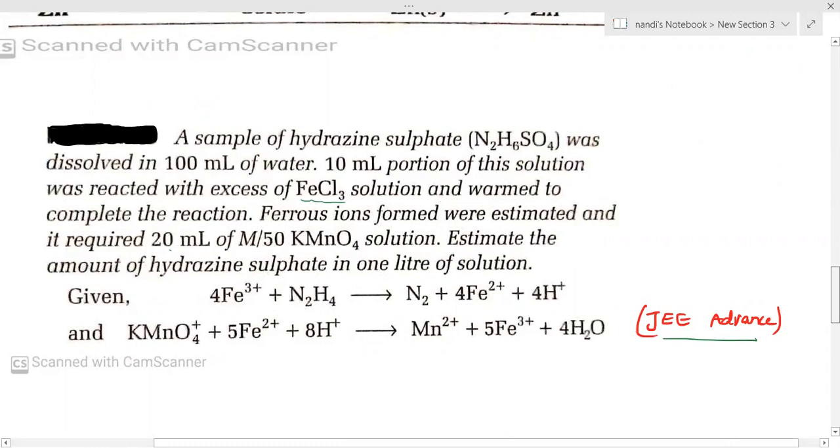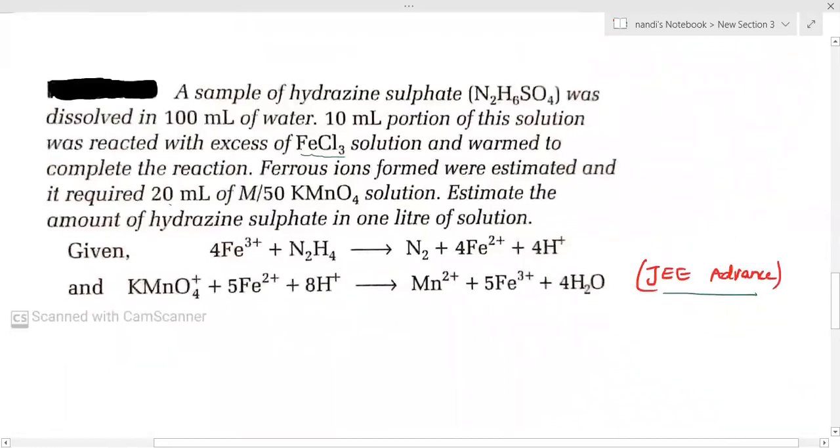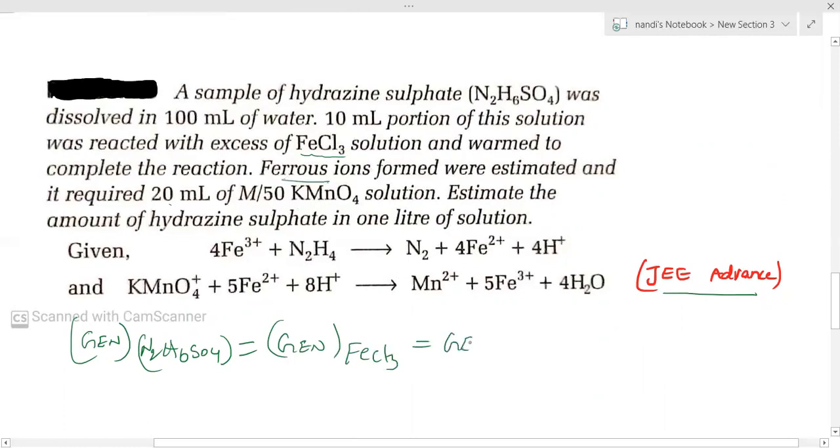Whatever is given here, even if you don't want to balance the equation, you can blindly write everything in terms of equivalence. You can write Gn of hydrazine sulfate, N2H6SO4. Next, it reacted with FeCl3, so you can write Gn of FeCl3, whatever is participating. After that, when it reacts with FeCl3, it forms ferrous ions, so you can write Gn of Fe2 plus. After Fe2 plus, that reacts with KMnO4 solution, so you can write Gn of KMnO4.